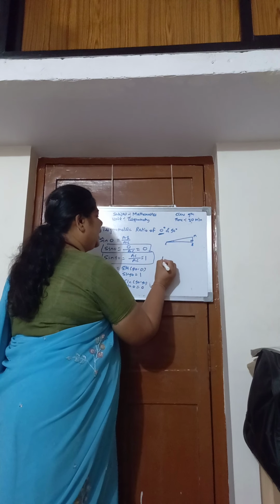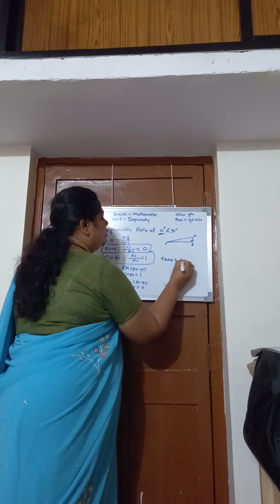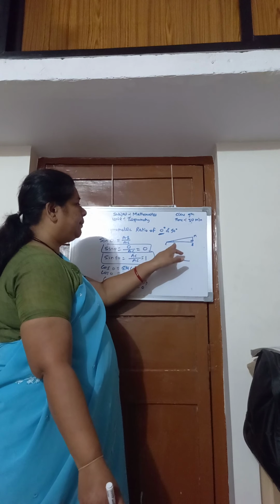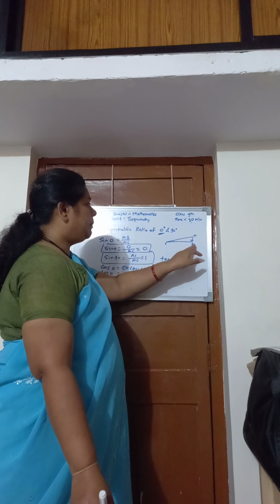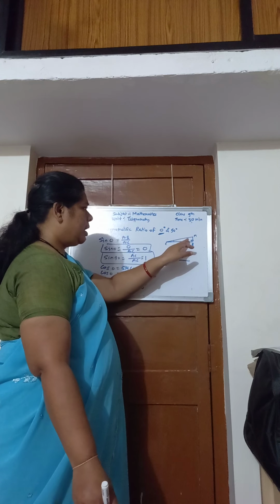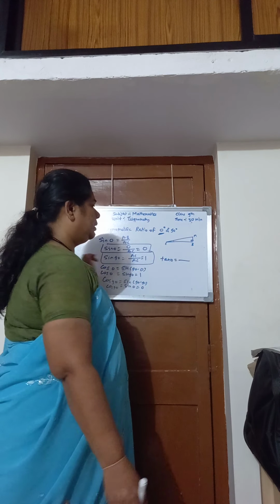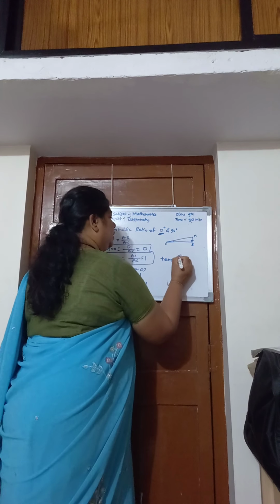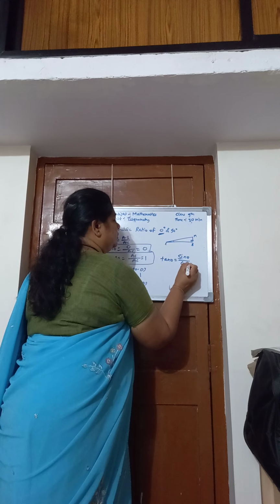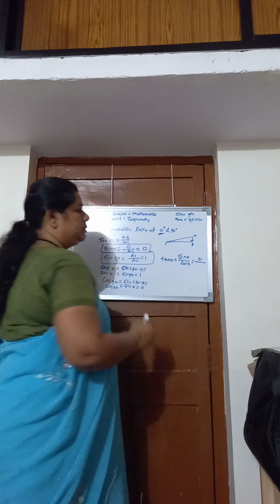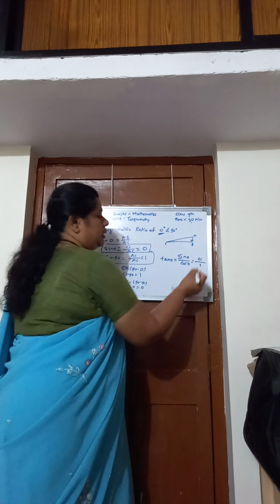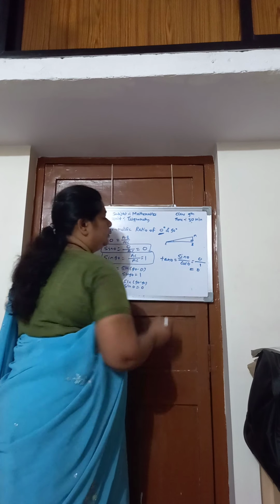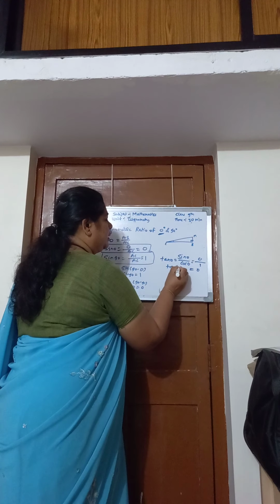Then we have to calculate tan 0. Tan 0 equals, what will be the answer? Tan 0 equals AB upon BC, or we can take sin 0 upon cos 0. Sin 0 equals 0 and cos 0 equals 1. 0 divided by 1 equals 0. Therefore, tan 0 equals 0.